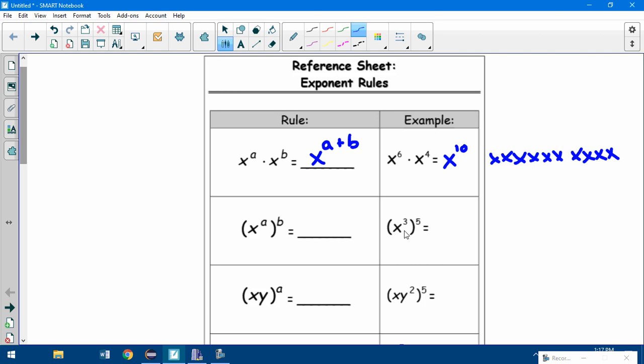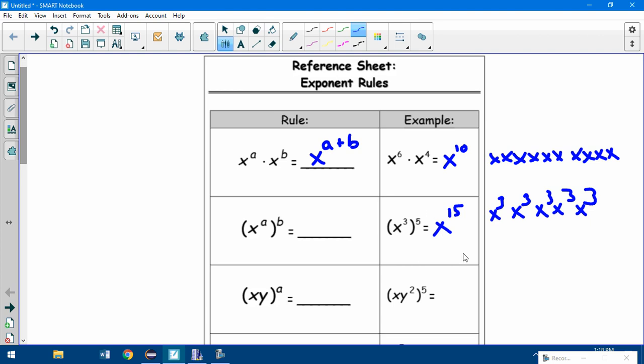All right, how about x cubed all raised to the 5th power? Okay, well, let's think about that. It's like I had x cubed 5 times. So 1, 2, 3, 4, 5. And if we use the rule we just did, these are all the same base and they're being multiplied. So we would keep the base and add the exponents. 3 plus 3 is 6, plus 3 is 9, plus 3 is 12, plus 3 is 15. So this is x to the 15th.